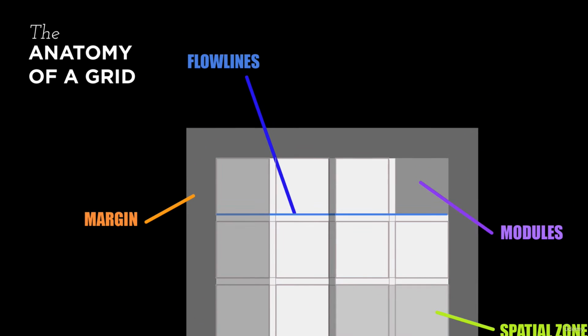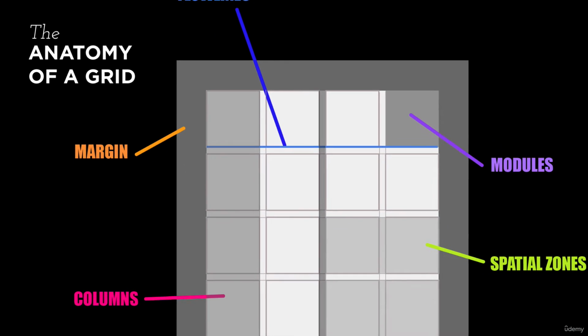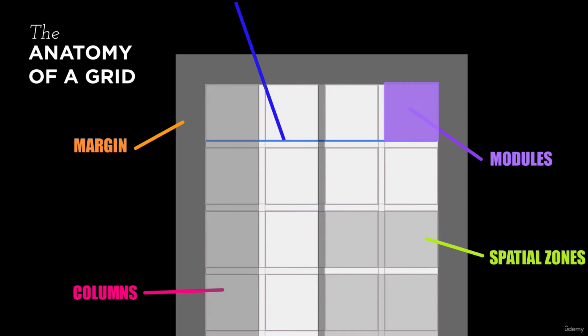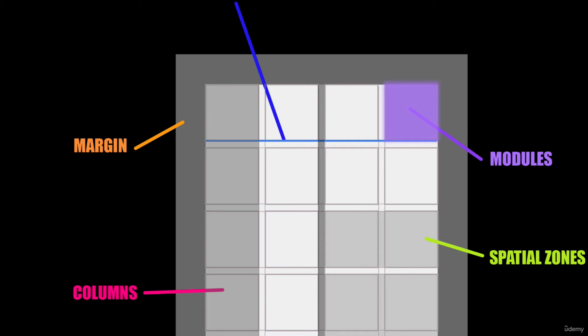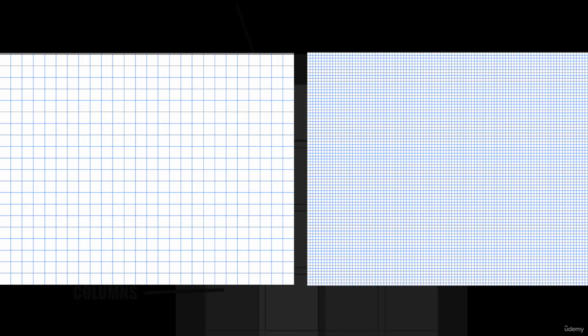A lesser known term, flow lines. Flow lines are lines that run horizontally across the grid, and they can help the reader follow content. Modules are the boxes or areas created by the vertical and horizontal lines of a grid. You can have big module boxes and a big, loose, open grid, or you can have very tight module boxes and a lot of them, and have a very tight grid.